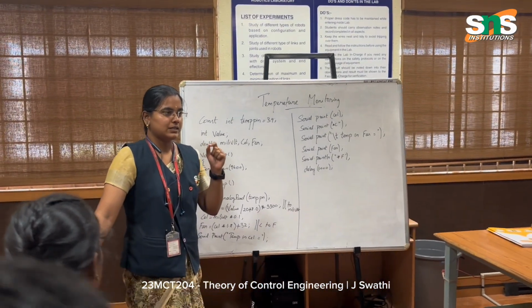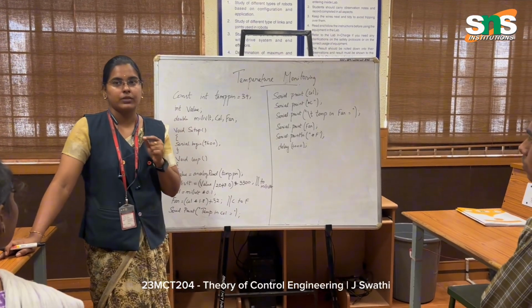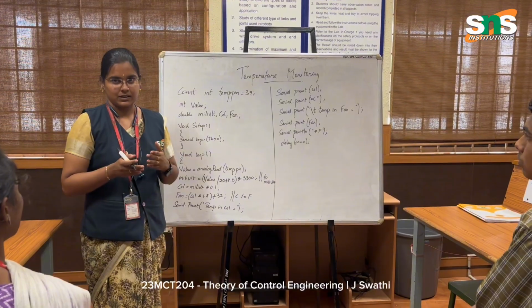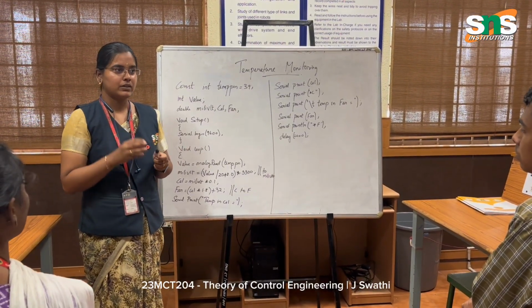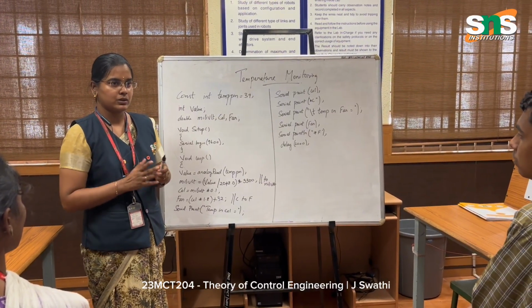Even in sensors, there are sensors which depend upon the temperature difference. If the temperature varies, the resistance varies, and depending upon the resistance values, the sensor data is calculated. So everywhere, temperature is an important parameter to be monitored or controlled.